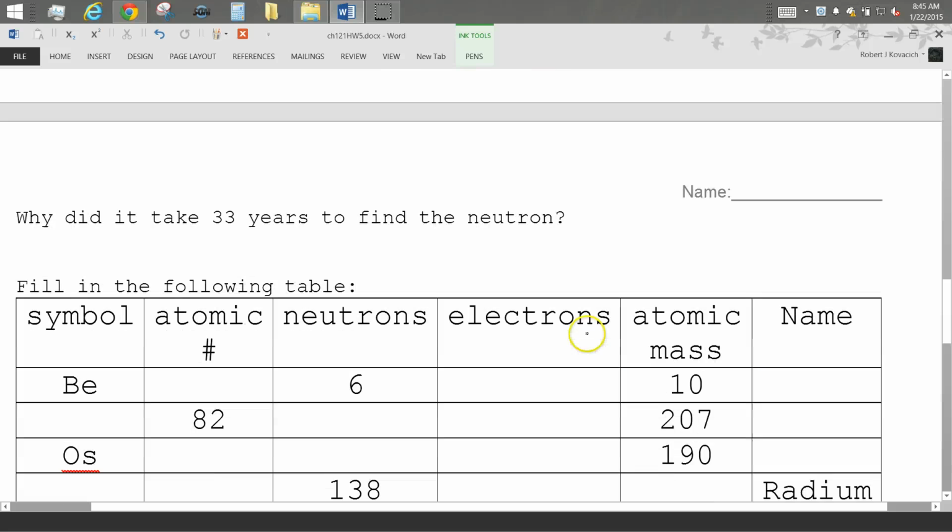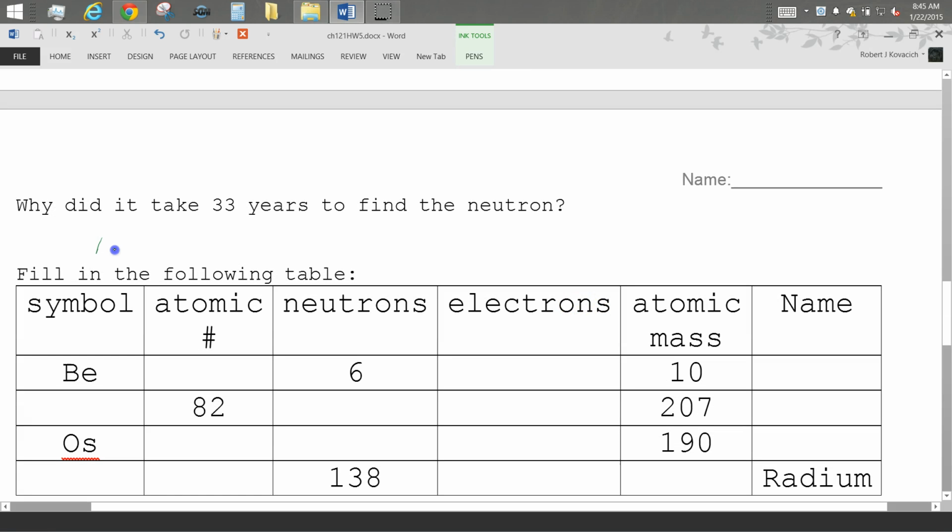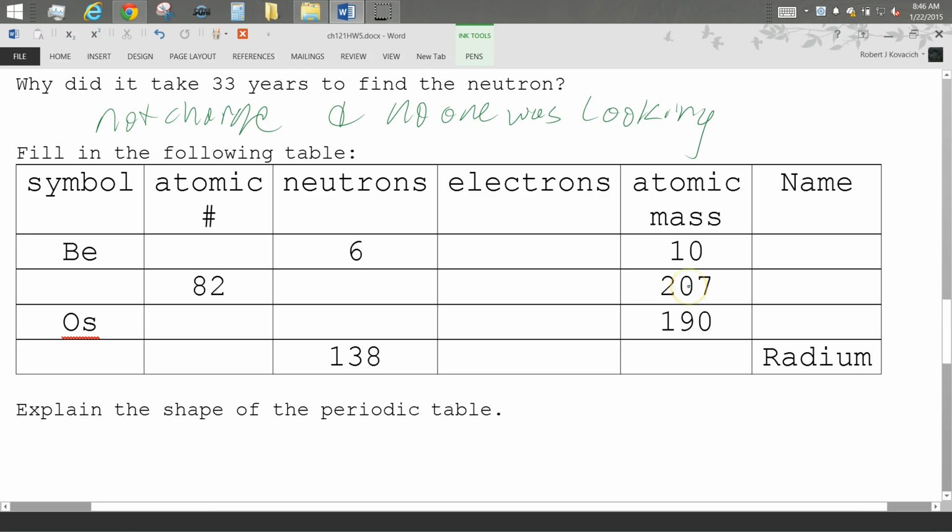How about this 33-year thing? Two things. It's not charged and no one was looking. Okay, so beryllium. We find beryllium on the periodic table, and we see that it's in position number 4. So its atomic number is 4. If its atomic number is 4, that means 4 protons. So that means 4 electrons. Its mass is 10, and then this is beryllium.